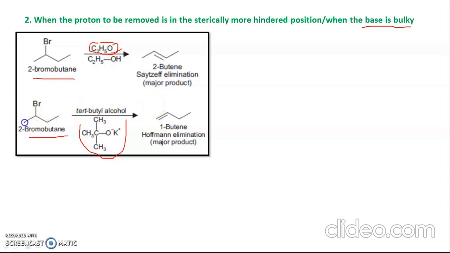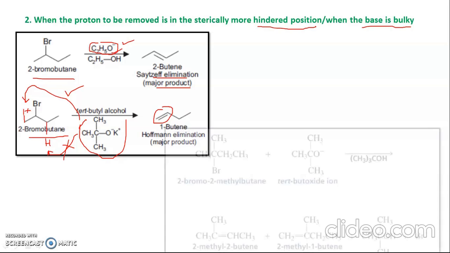If you look at these two beta hydrogens, this is also a beta hydrogen, this is also a beta hydrogen. The approach of this bulky base towards this beta hydrogen is very difficult. Compared to that, the approach of the bulky base towards the beta hydrogen on the left hand side is preferred. If that is the case, then obviously the Hofmann product will be the major. But in the first case, as the base is not bulky, we simply get the Saytzeff product as the major.